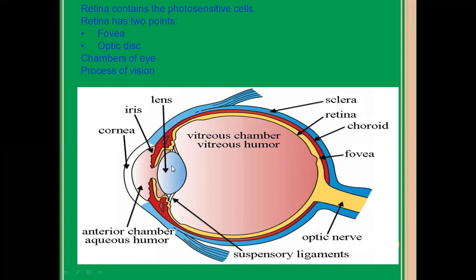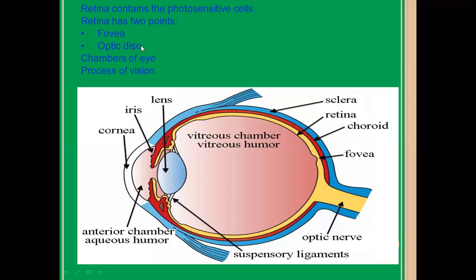This is the lens. Can you see? And the fovea is densely packed with cone cells. That's why it is largely responsible for color vision and sharpness. Okay. Now next, about the optic disc.